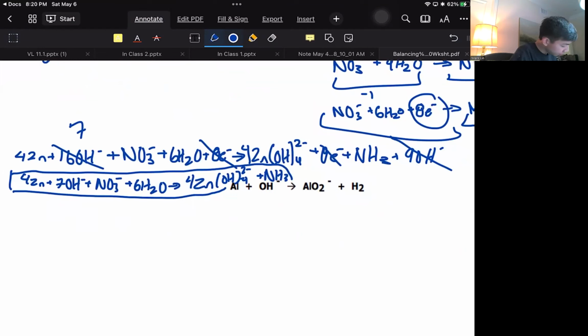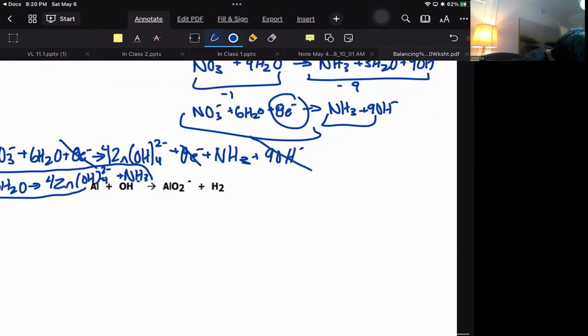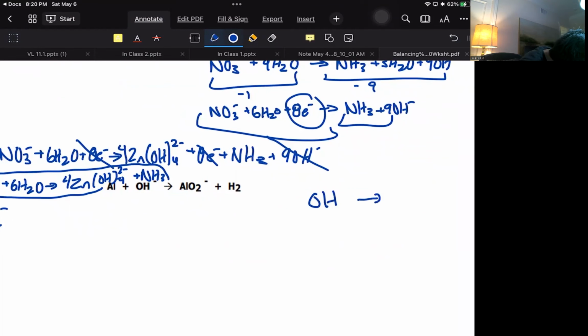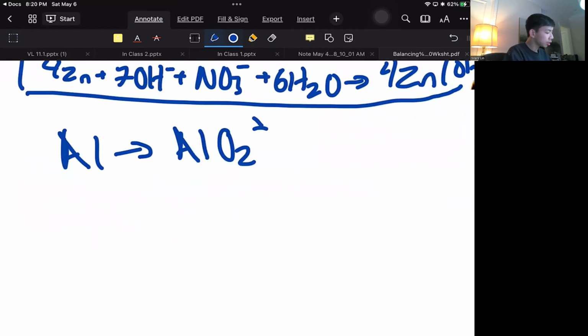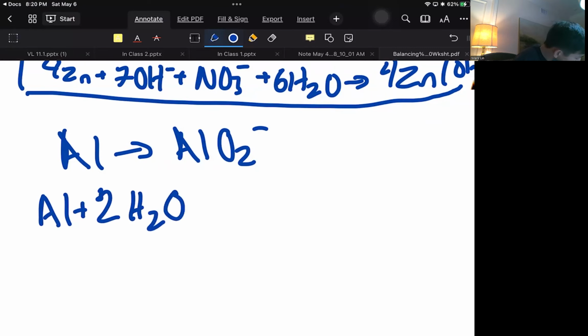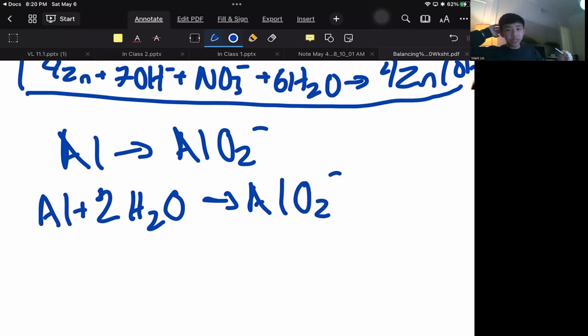All right, so break this up. You know the drill already. It's going to be OH to H2. Okay, Al to the side first. Two oxygens on one side, so we need to add two water molecules: Al plus 2 H2O to AlO2 minus. I want to go a little faster here because hopefully you guys know what to do.